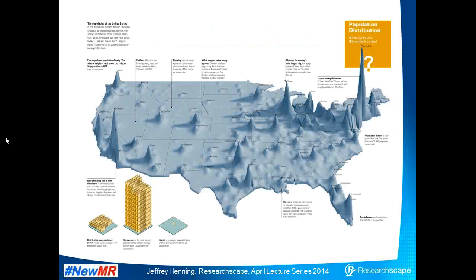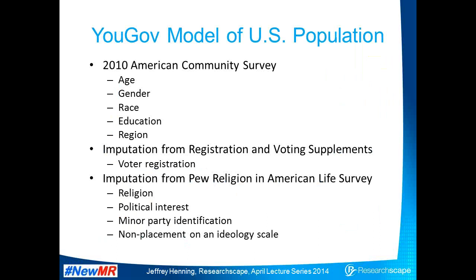And basically, they come from a mathematical model. In this case, this is the United States. So here's a population distribution in the United States. Higher peaks like New York City there are where we have more people. And so the way YouGov has approached this is they've taken census data. They've taken the American Community Survey, which is sort of an expanded long form of the census. And from this, they're basically building records for every adult in the U.S., you know, what their age, gender, race, education, region is. They're not actually identifying these people, but they're using their voter registration, religion, whether they're identified with a minor party, an ideology scale.